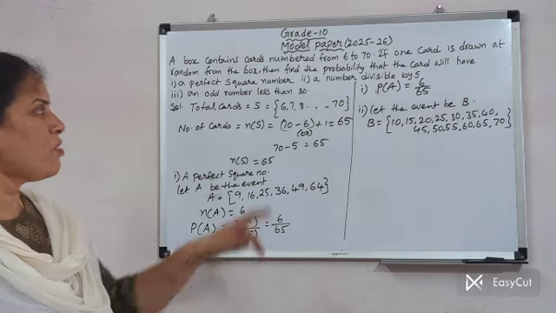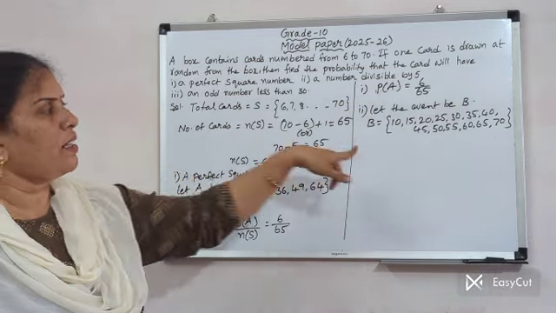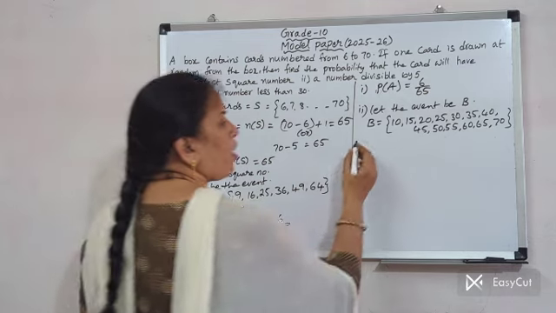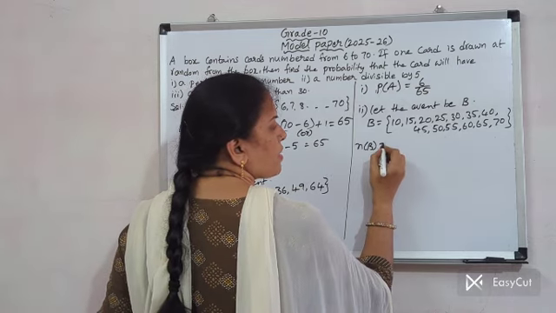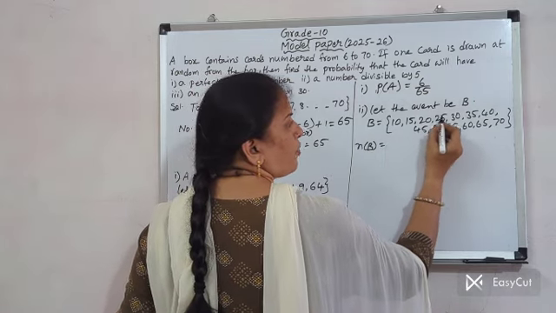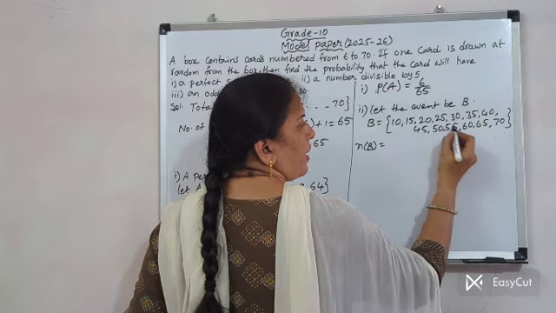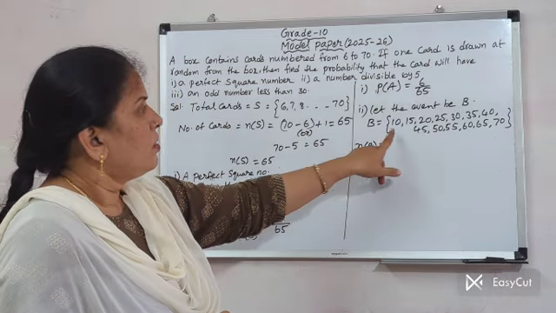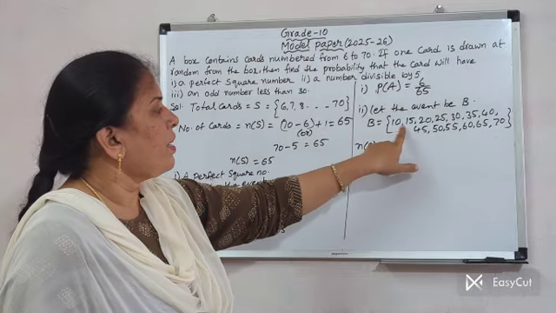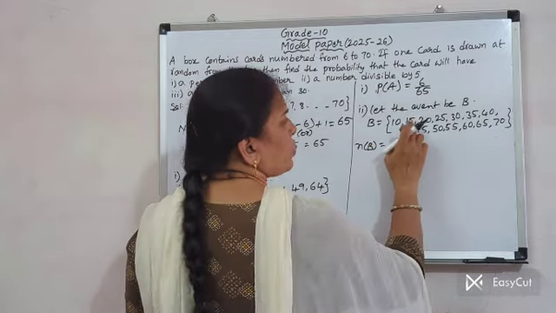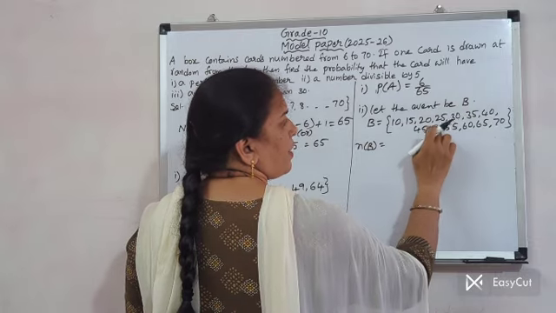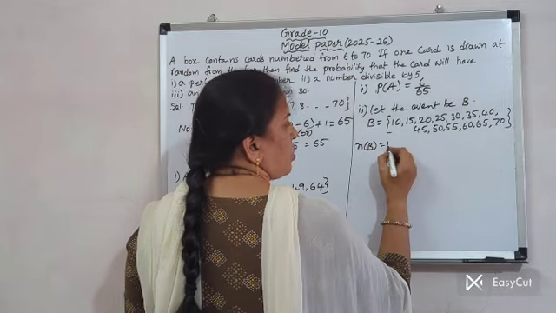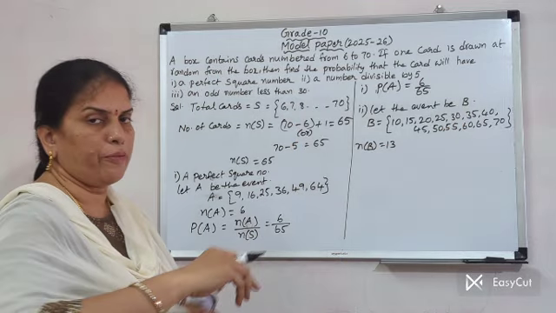These are the numbers divisible by 5. So n of B is equal to how much? How many numbers are there? 1, 2, 3, 4, 5, 6, 7, 8, 9, 10, 11, 12, 13. We'll check again. 10, 15, and so on, 13 numbers. So n of B is equal to 13.